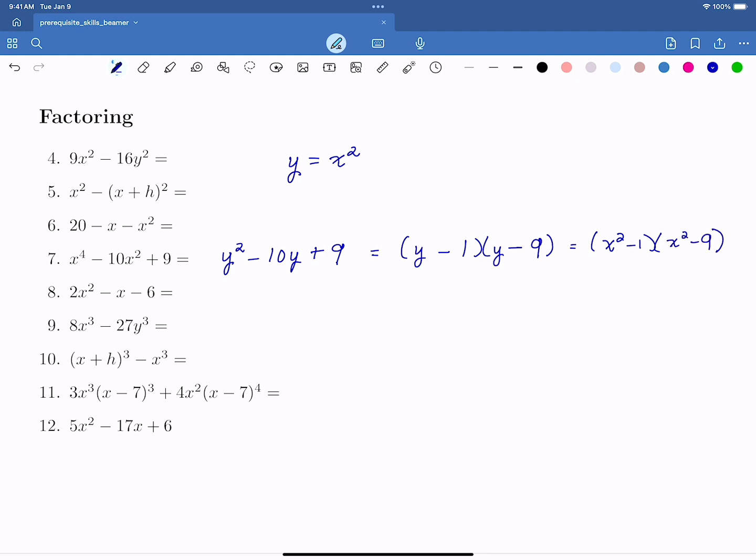Now I'm not finished factoring this because each one of these factors can be factored further. X squared minus 1 is the difference of two perfect squares. It factors as x plus 1, x minus 1. X squared minus 9 is also the difference of two perfect squares. It factors as x plus 3, x minus 3. So now this is fully factored.